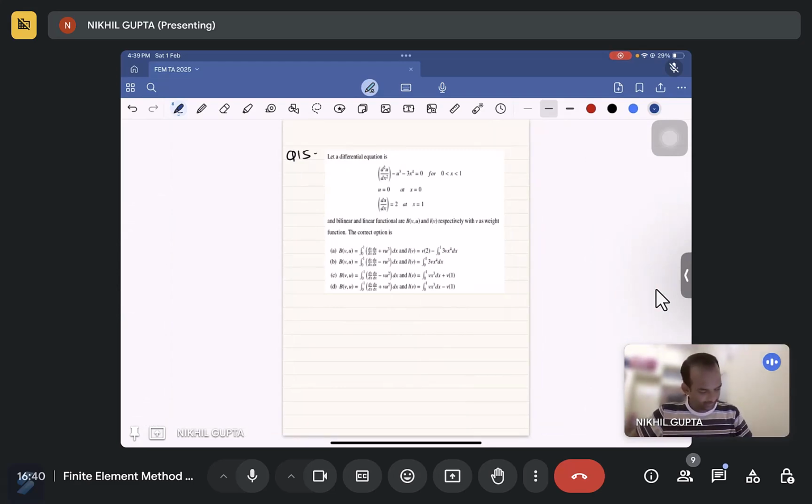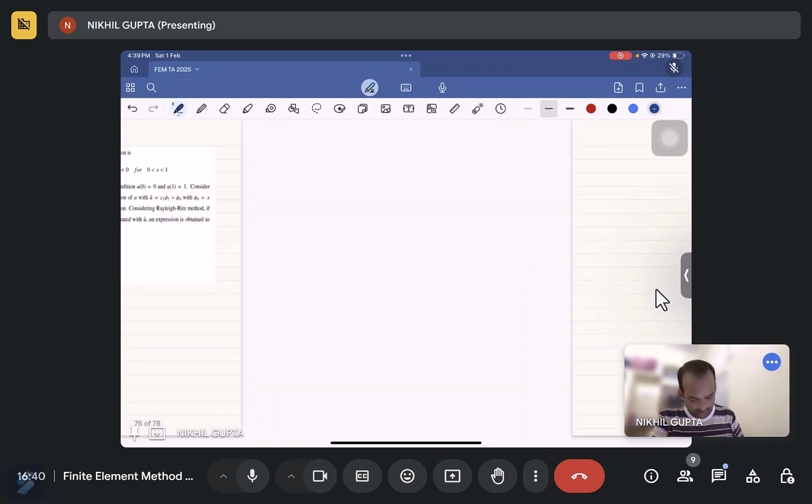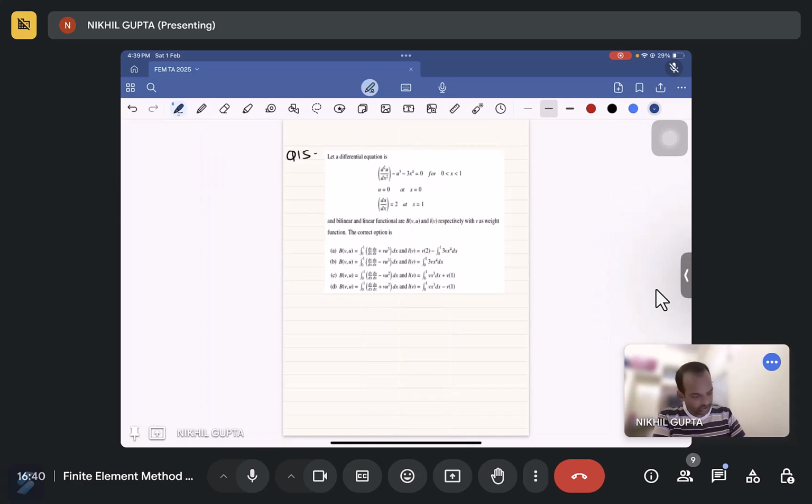So let's see this question again. The next question: a differential equation is given, and you have to find the bilinear and the linear function when v is the weight function. I think these two questions are okay. So okay, I'll solve this. The domain is given as 0 to 1. Since we have to find the weak form, we'll multiply this with v: d2u by dx square minus u cube minus 3x power 4, dx equals to 0.